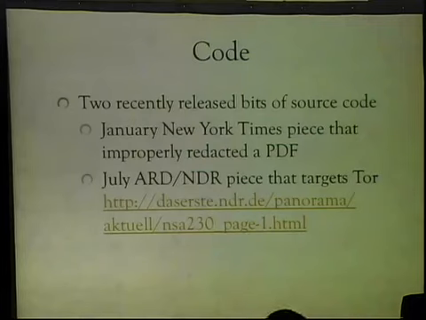So code was released recently, back in January. There was a code snippet released by the New York Times. They didn't mean to, but they did accidentally. They did the typical thing of putting a black box in a PDF over an image over the text, but the text is still there, so you just copy and paste and get the text. And then just a few weeks ago, a lot more code was released related to how this system is being used to spy on Tor.